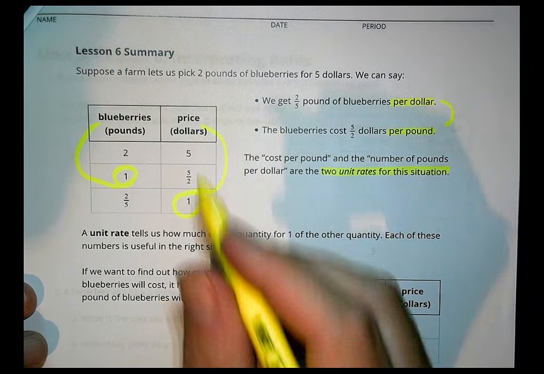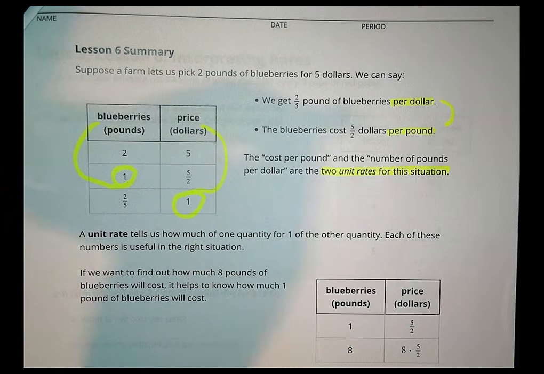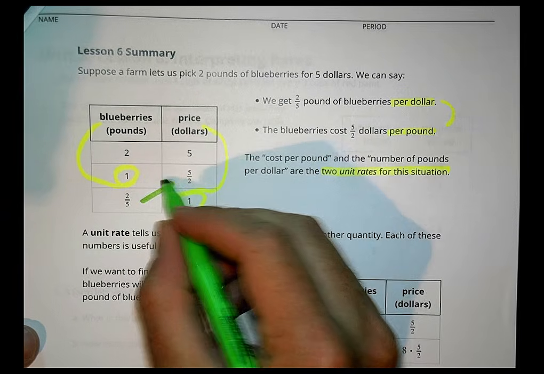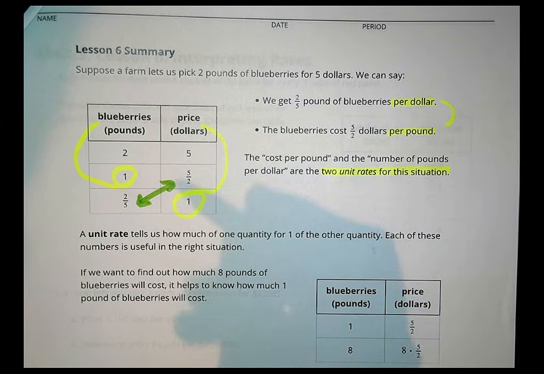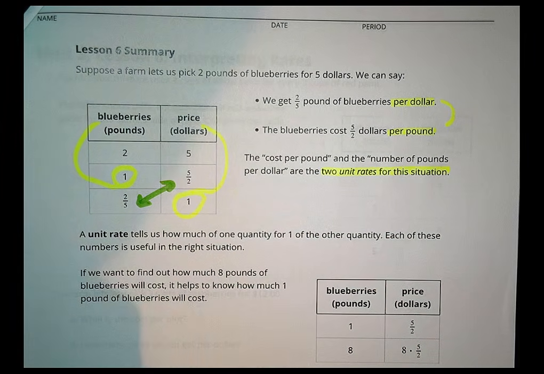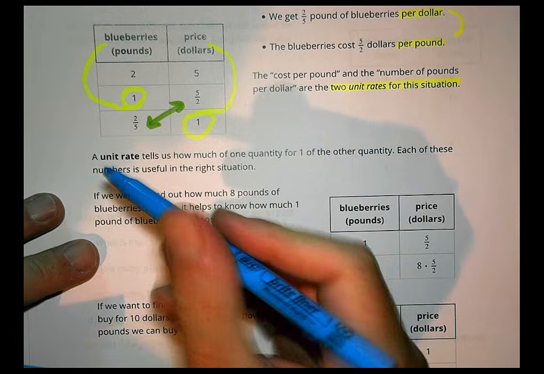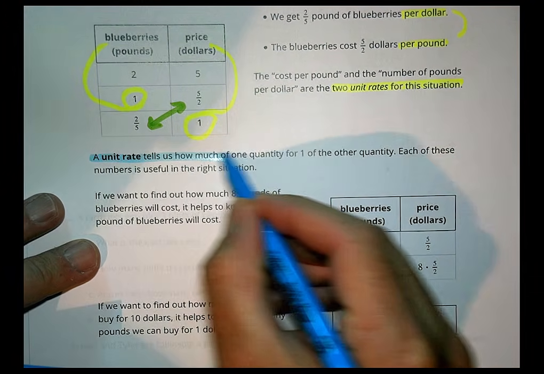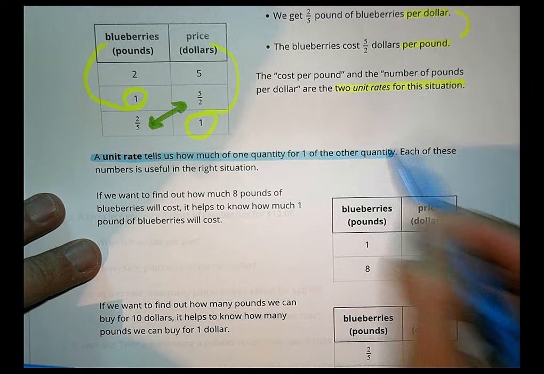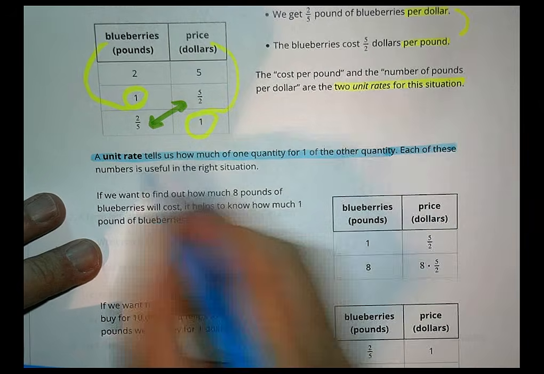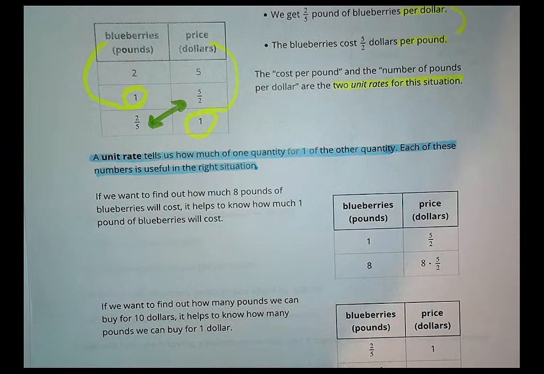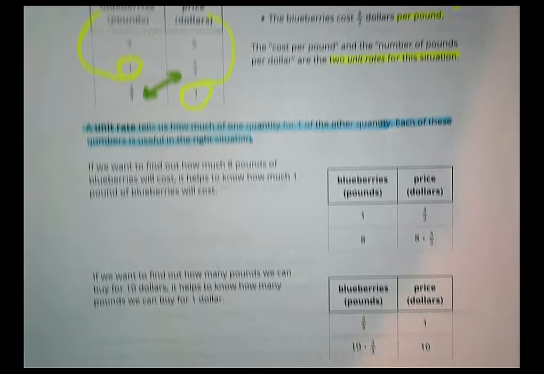Now, we talked about noticing that when you figure that out, which might come up later on, we do notice that there seems to be a relationship there, that these end up being reciprocal numbers, right? So once you figure out one unit rate, the other one tends to be the reciprocal, doesn't it? So for our understanding today, the point here is that a unit rate tells us how much of one quantity for one of the other. Each of these numbers is useful in the right situation. And the key is knowing which situation to use which number in.